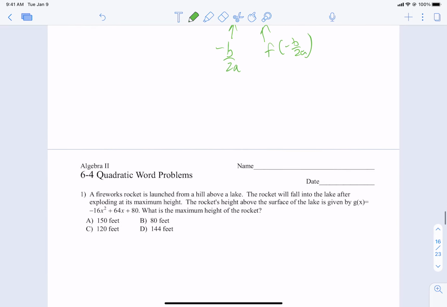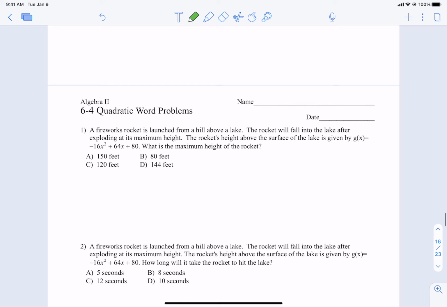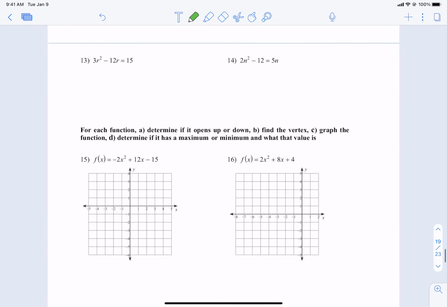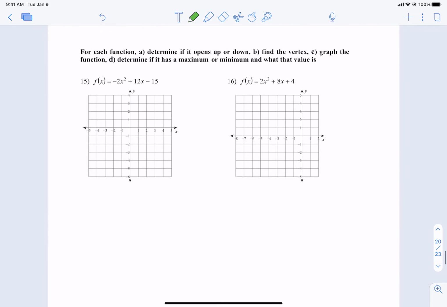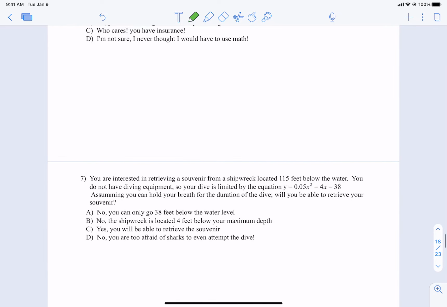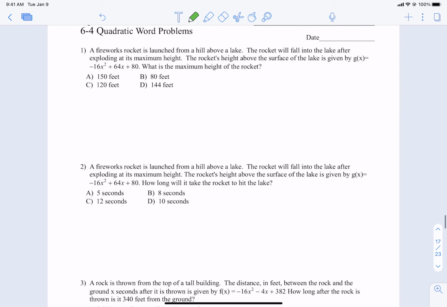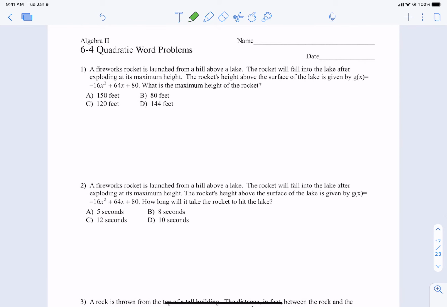Now the best way to do these is to jump in and do some of these. This is the assignment for 6.4. You will see that we've got a mixture of some of the review from the other things, okay? But I would like to, at this time, do some of these together and then leave some of them for you to do for yourself. The first ones I want to do are problems 1 and 2. Now they're completely related. If you take a look, same equation for a fireworks rocket, okay? So let's take a look at problem number 1 and number 2.